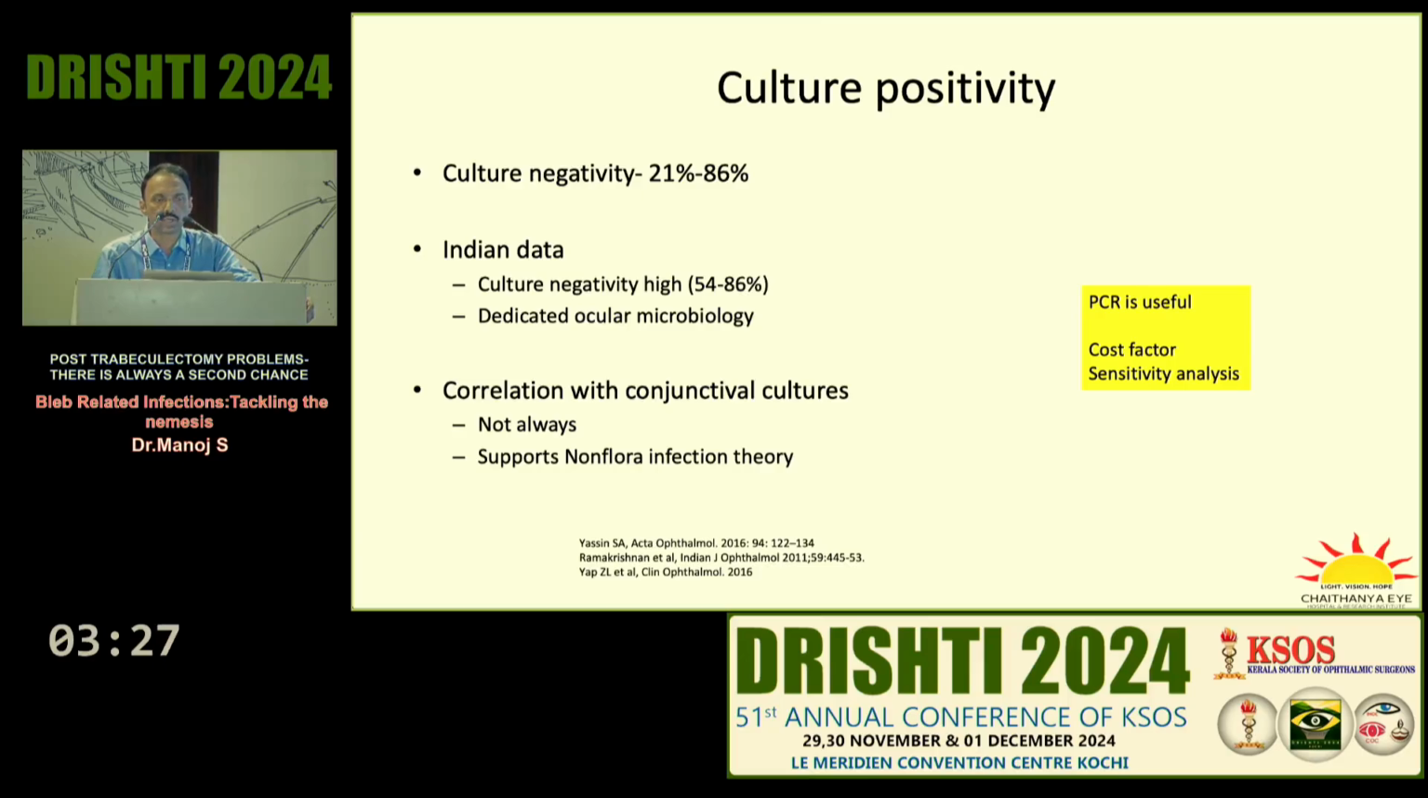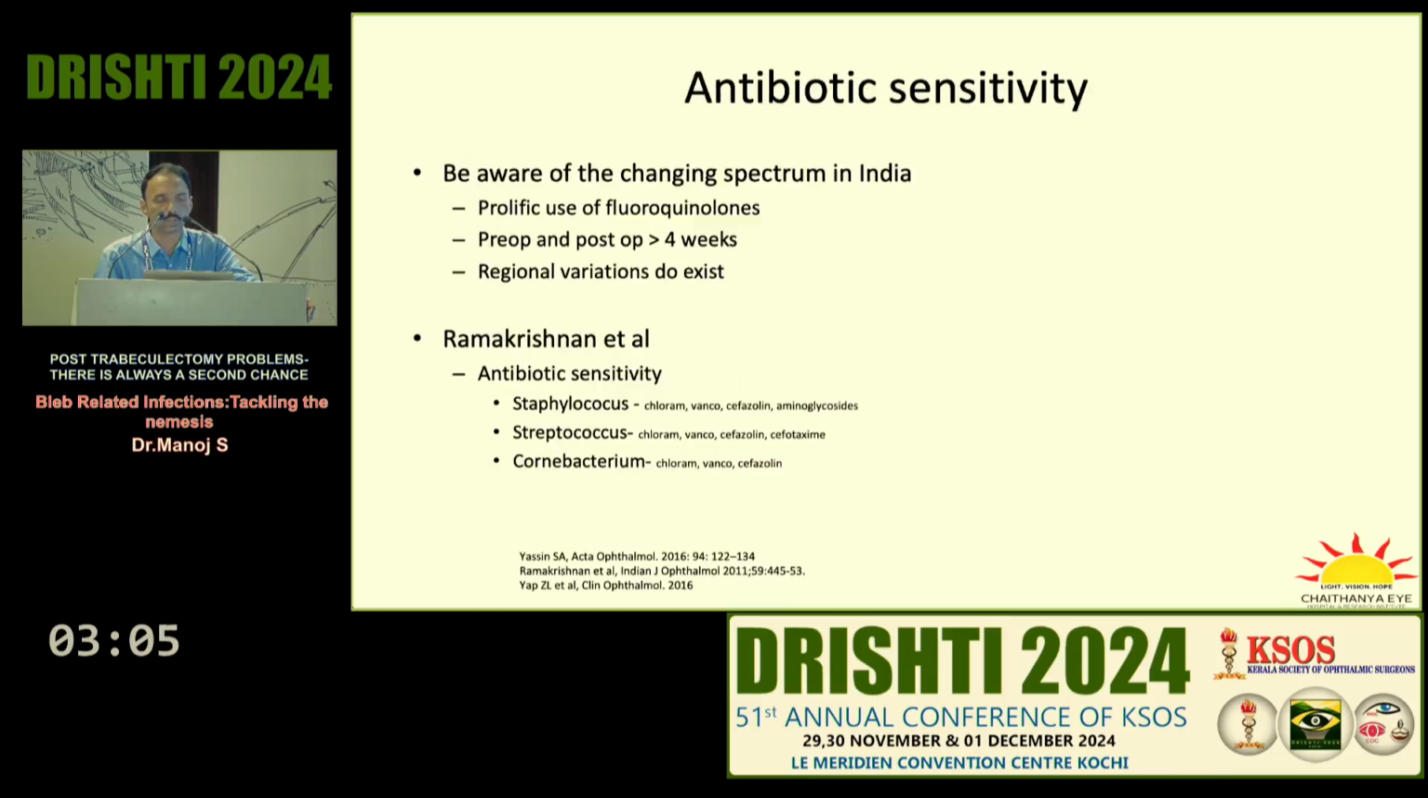Culture negativity is in the range of 21 to 86% in the reported literature. Indian data is even higher. So one needs to send the samples to a very dedicated ocular microbiology lab to have a better pickup. PCR is a useful technique because the sensitivity definitely is better with PCR.